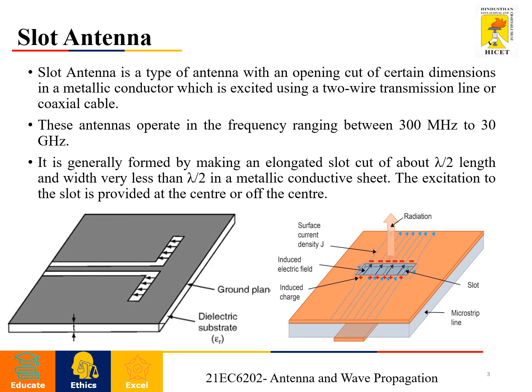It is generally formed by making an elongated slot cut of about lambda by 2 length and with width very much less than lambda by 2 in a metallic conductive sheet. The excitation to the slot is provided at the center or off center. So this is the structure of slot antenna.